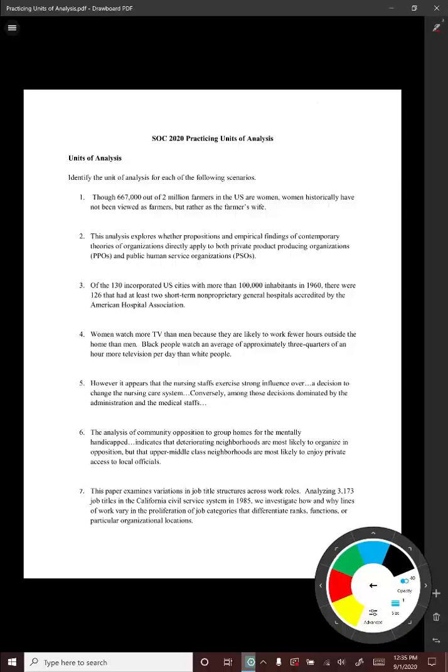Let's do some practice with units of analysis. So for each of these scenarios, we're going to identify the unit of analysis. Number 1, though 667,000 out of 2 million farmers in the United States are women, women historically have not been viewed as farmers, but rather as the farmer's wife. So the unit of analysis here is the individuals.